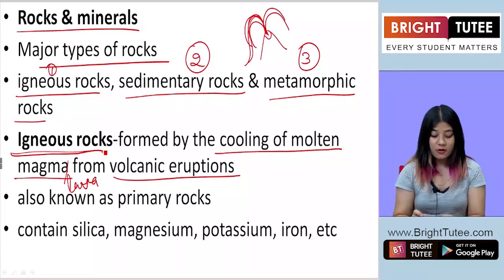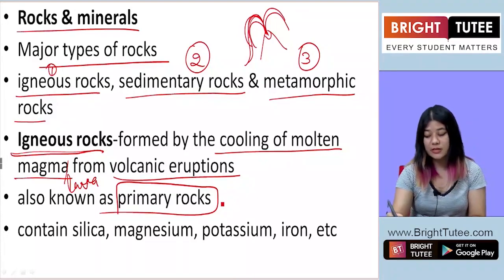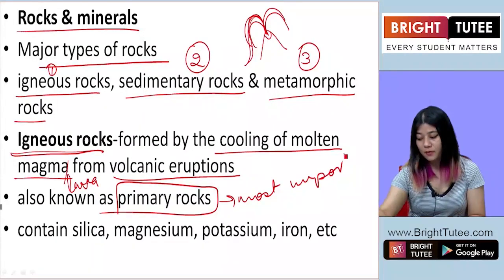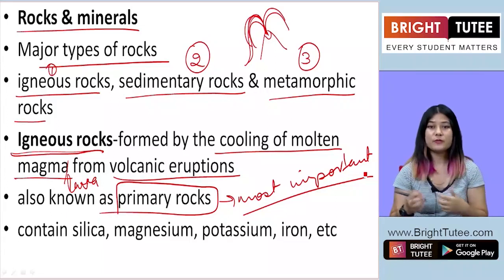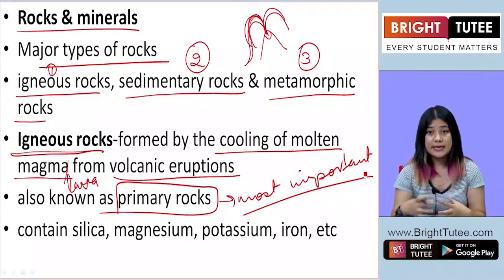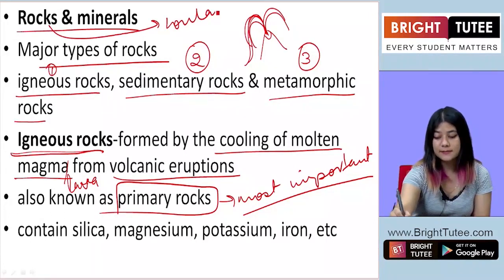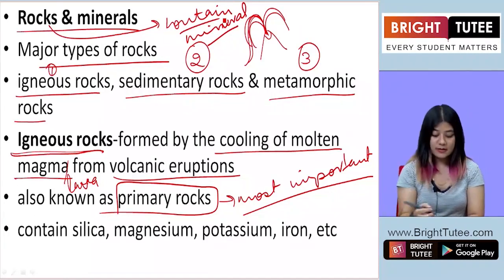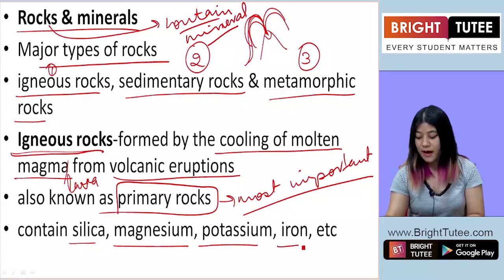Now, igneous rocks are also known as the primary rocks, the most important type of the rock. Now, what we have to understand is rocks contain minerals. So, from igneous rocks, we get minerals such as silica, magnesium, potassium, iron, etc.